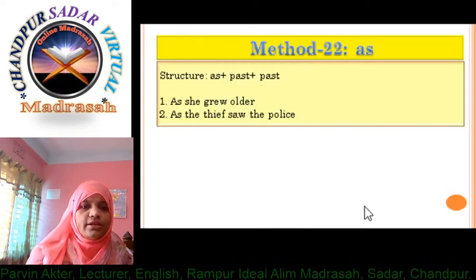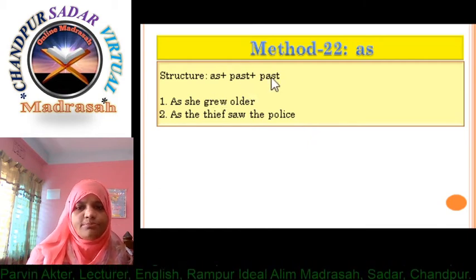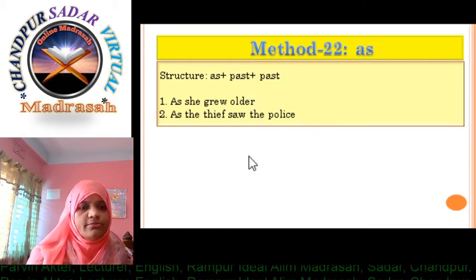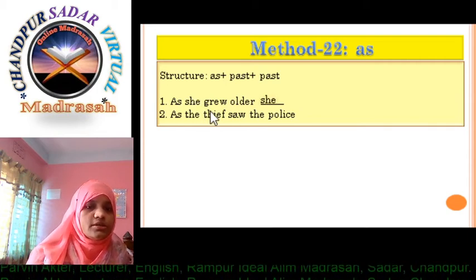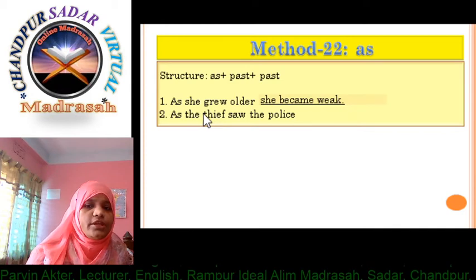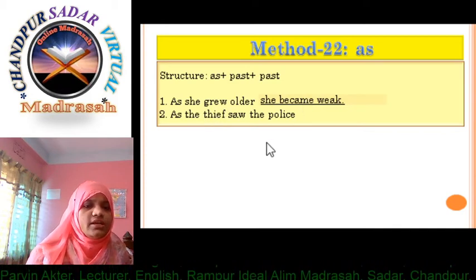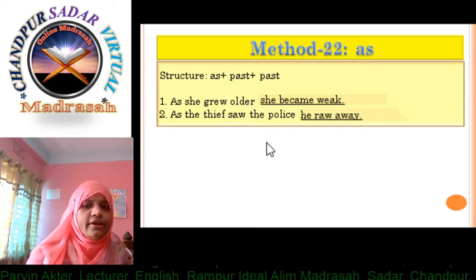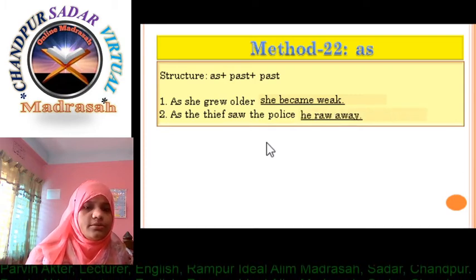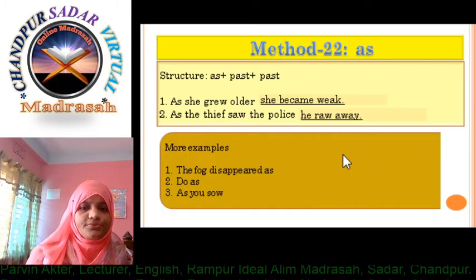Method 21: as. So the structure: first one as past, both remain past. Here are given examples. As she grew older, she became weak. So verb 2 and verb 2. As the thief saw the police, what will happen? He ran away. As he saw and ran, verb 2.